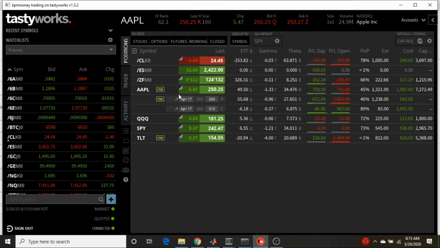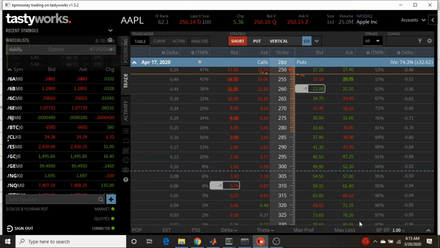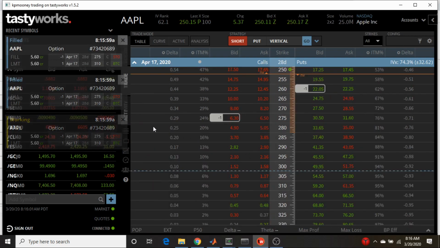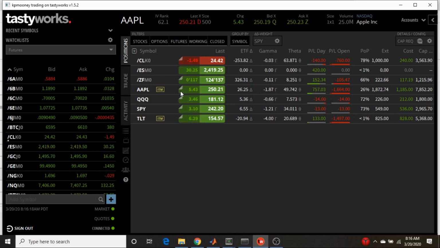Let's go back here. So if we look at my Apple delta, it's about 45. So let's route that. Done. Let's go back here. And I've cut my delta, it's now 26. So I've cut it almost by 20, almost in half, say 40%. So good. And I collected a credit to do so, which is exactly what I want to do. I think that's all I have.